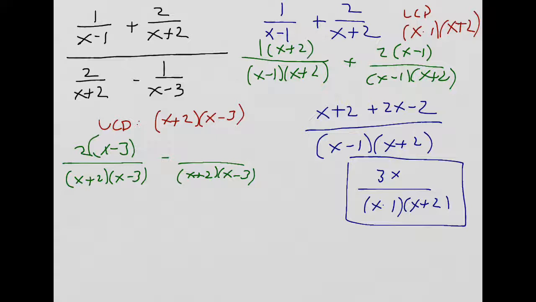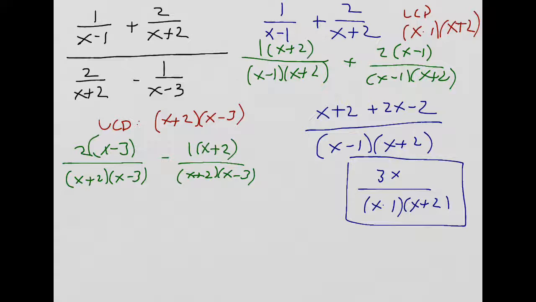When we look at the second fraction, the denominator is x minus 3. This is the denominator of the second fraction. What's the difference here? The difference is this x plus 2. So we want to do the same thing: we want to multiply the numerator by x plus 2.